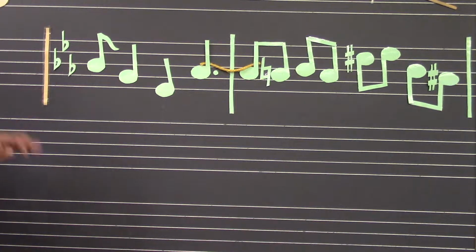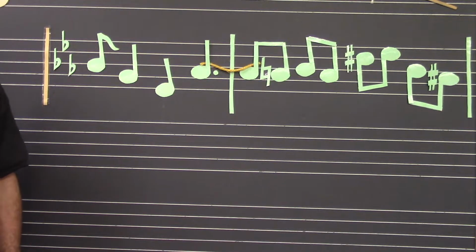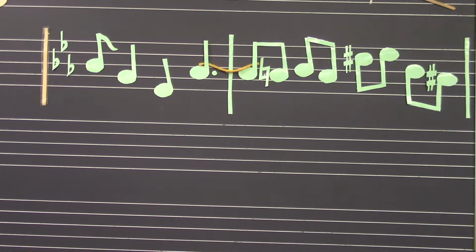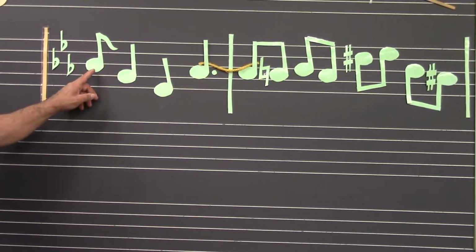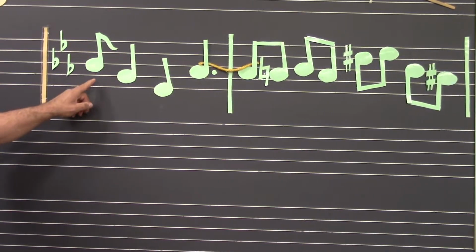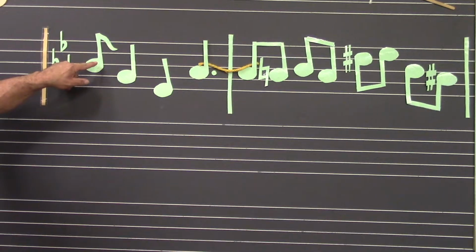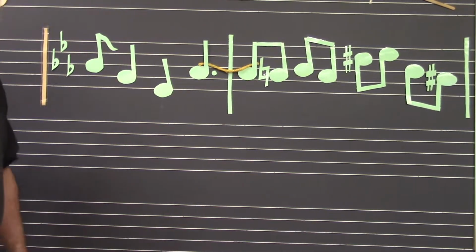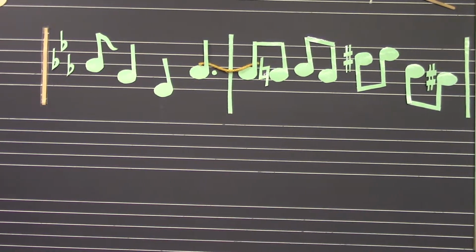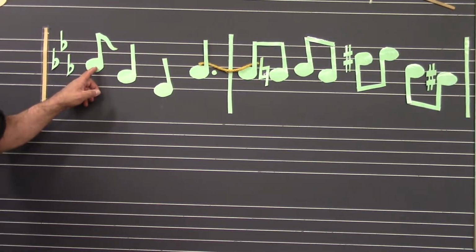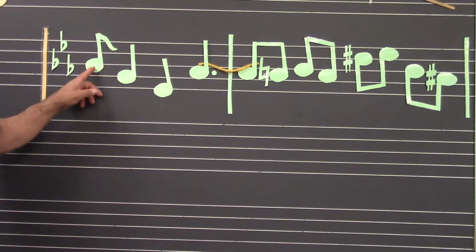So now we are going to go through the handbells. So let's start with the first note. What letter is this? B flat. On what count do we play the B flat? We play the B flat on 1. When do we stop the B flat? On the and of 1.